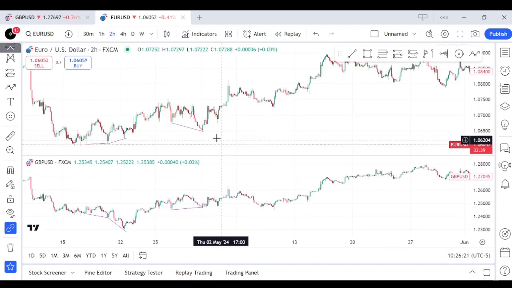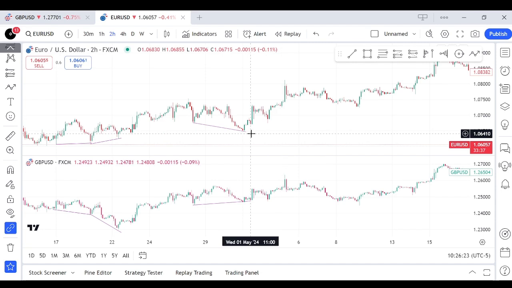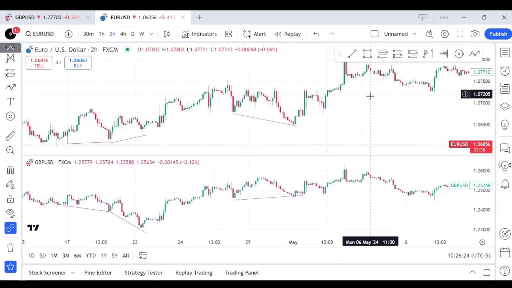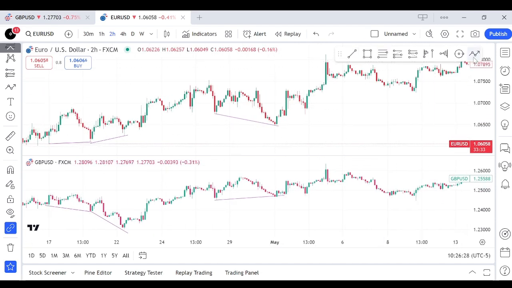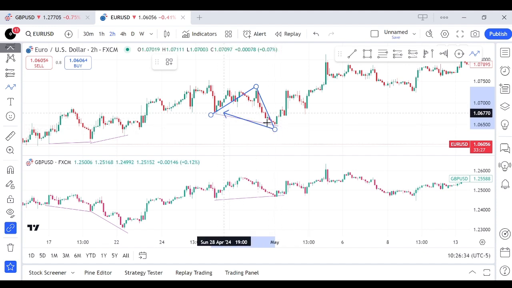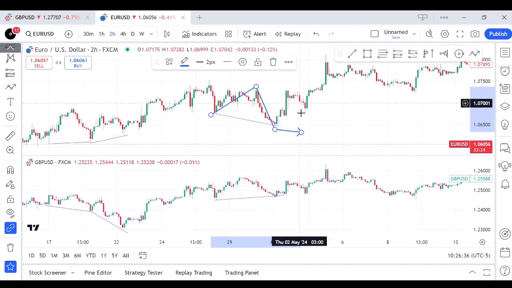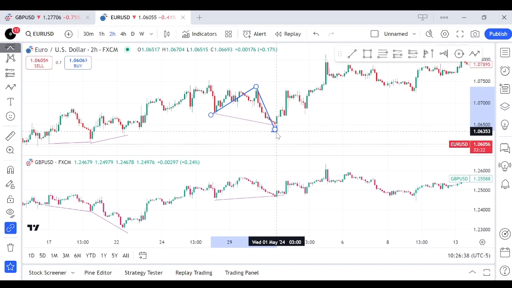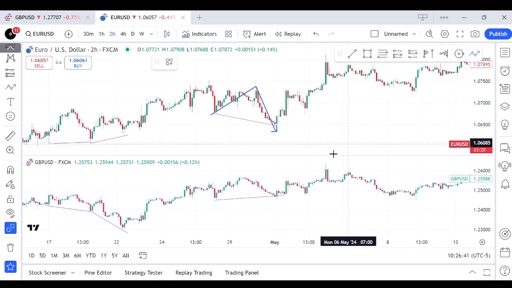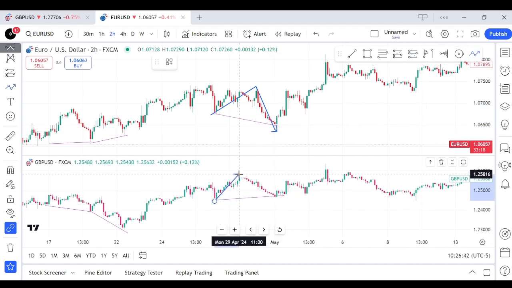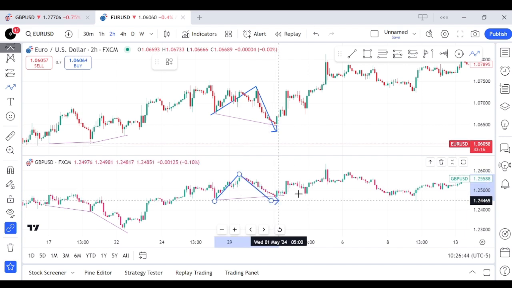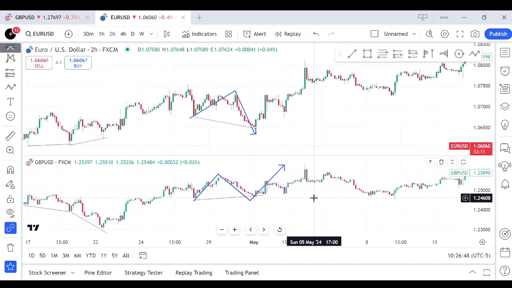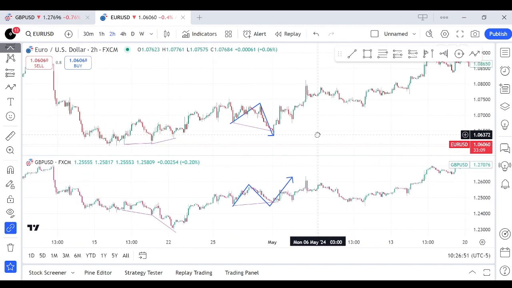Okay, this is a clear one. All right, this is perfect. Now you can see price giving us lower lows, lower highs, lower lows on the Euro USD. But on the GBP USD, you can see price giving us higher lows, higher highs, higher lows, and higher highs, which could signal a potential bullish SMT divergence.